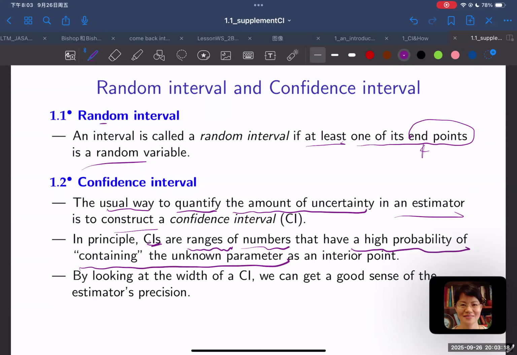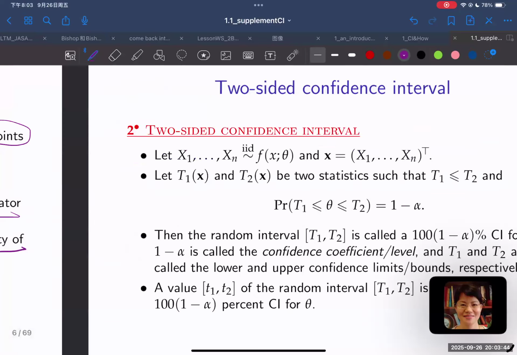Confidence intervals are ranges of numbers that have a high probability of containing the unknown parameter as an interior point. So for a confidence interval, it satisfies the law of large numbers, 大数定理. That means in the long run, if something happens over 10,000 trials, there would be a high chance it will occur. This is a simple introduction to the confidence interval as a random interval.